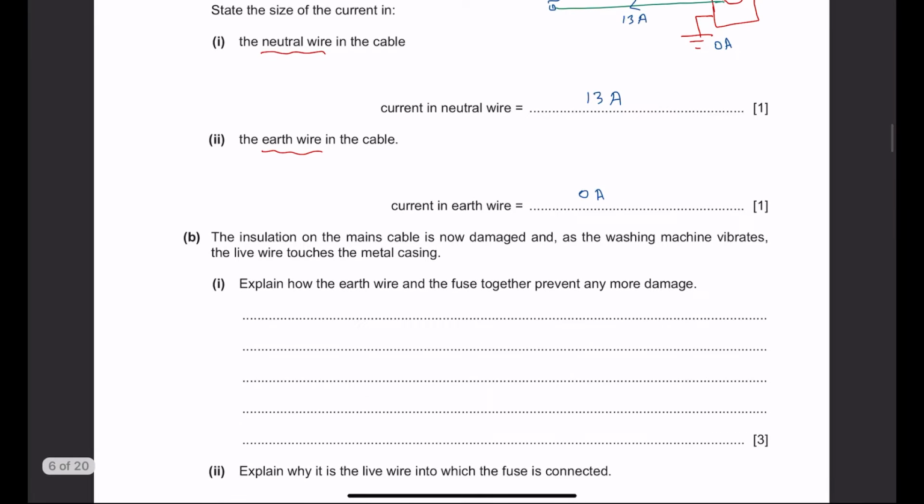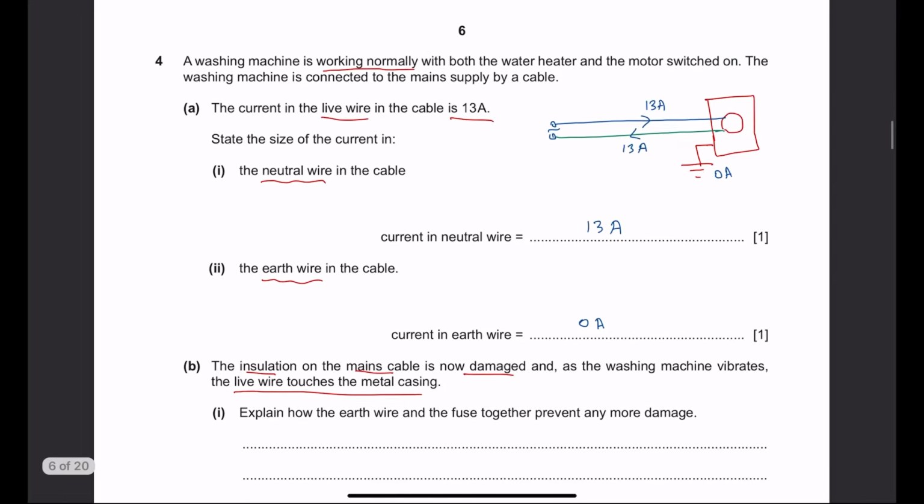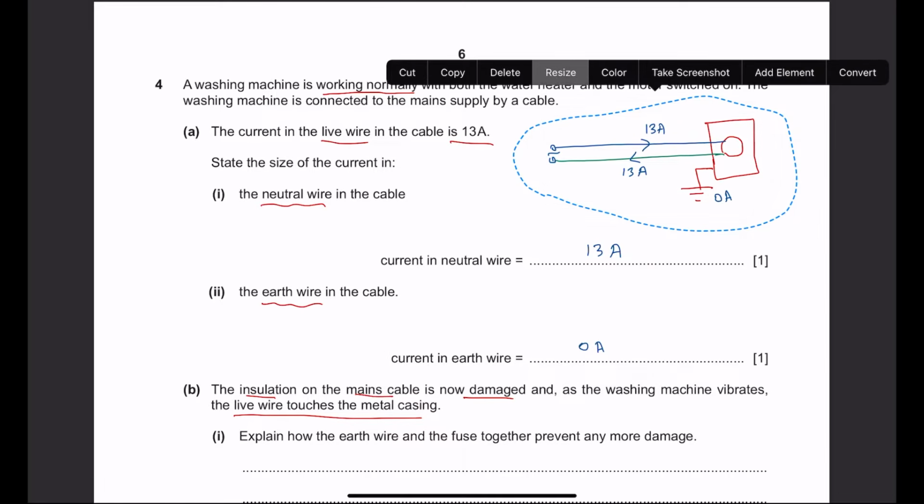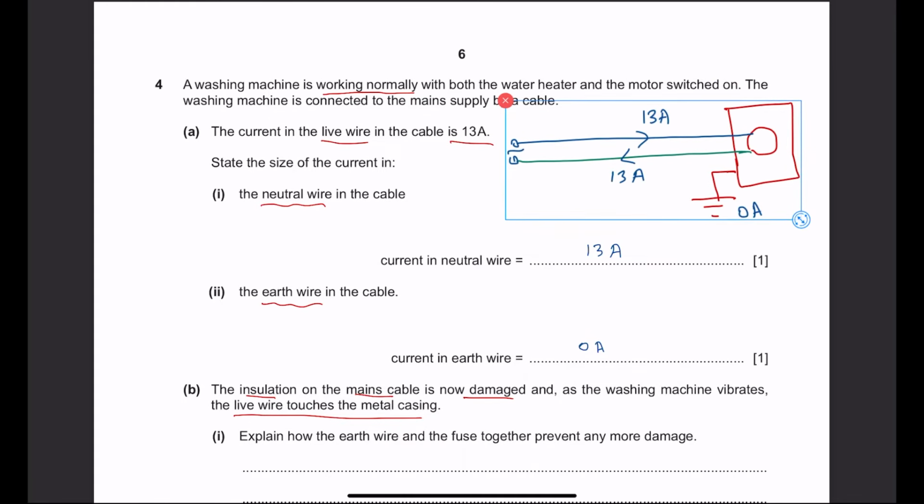Now they're saying the insulation in the mains cable is now damaged and the washing machine vibrates. The live wire touches the metal casing. So here's what's happening now. Your live wire is now exposed to the metal casing, and this is going to be a problem.